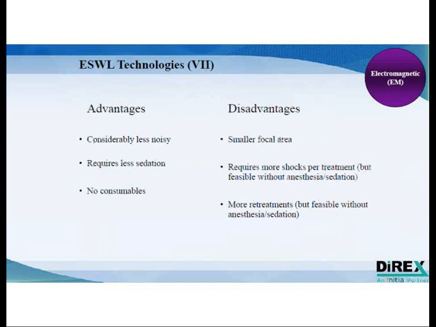The advantages of the electromagnetic technology, and one of the reasons why it's become the most popular technology nowadays in most markets, is that it's much less noisy. It requires less sedation, and with the improvements in devices, and this is the case for our own Magna and Integra, you can even treat patients without the sedation. Another advantage of this technology is that you don't have a consumable. You can use these coils. They come with a 1 million shock guarantee.